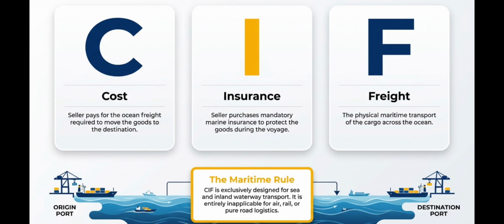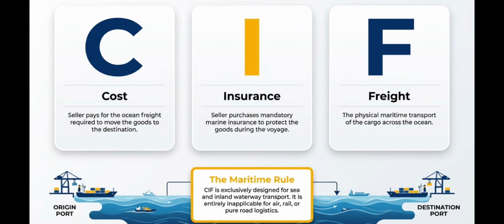In this rule, the seller pays for the transport of the goods by sea. The seller also buys insurance to protect the goods. The transport is from the origin port to the destination port.